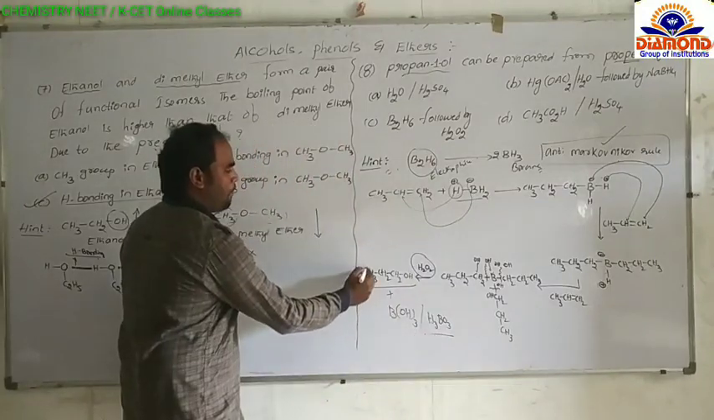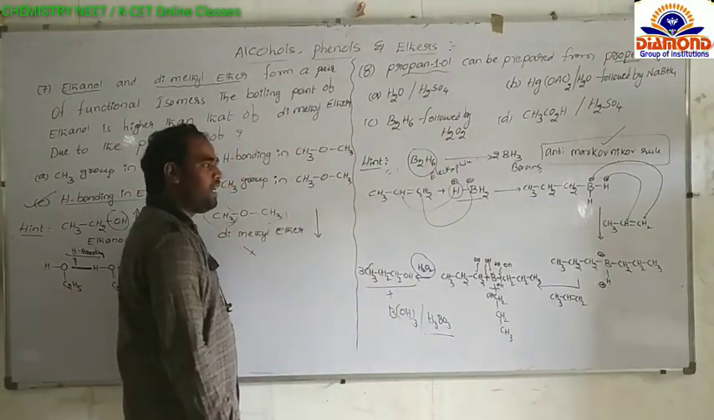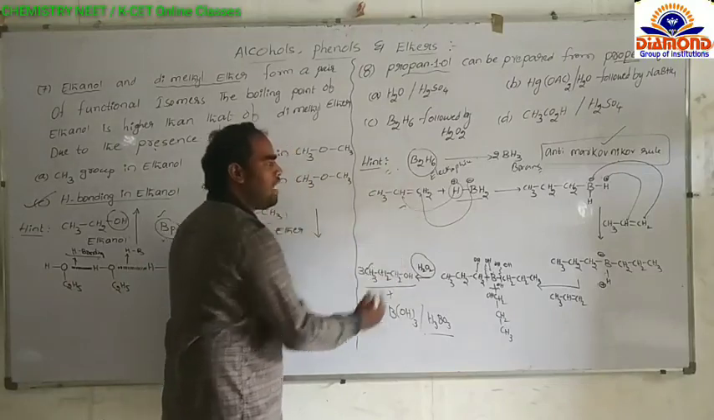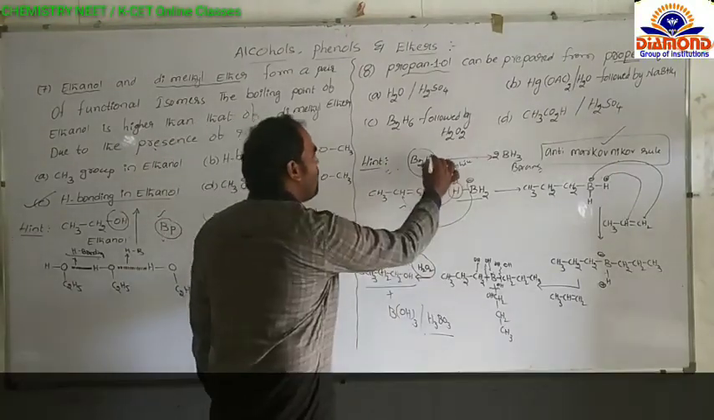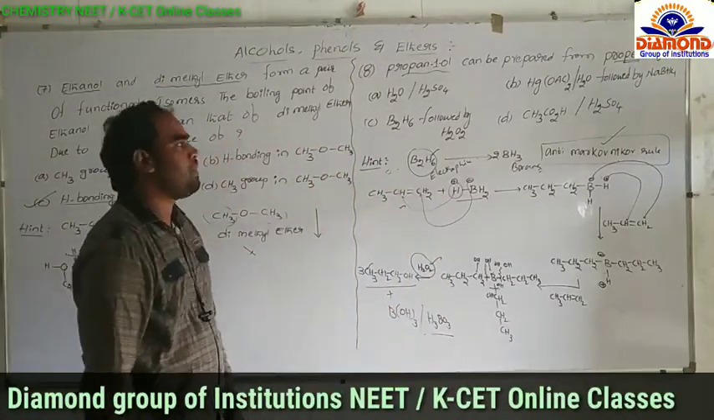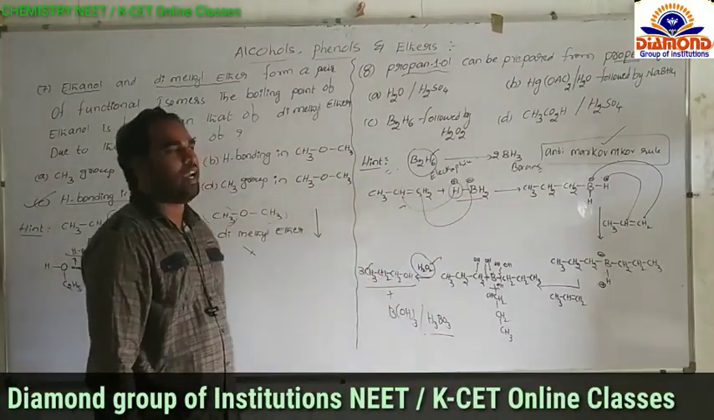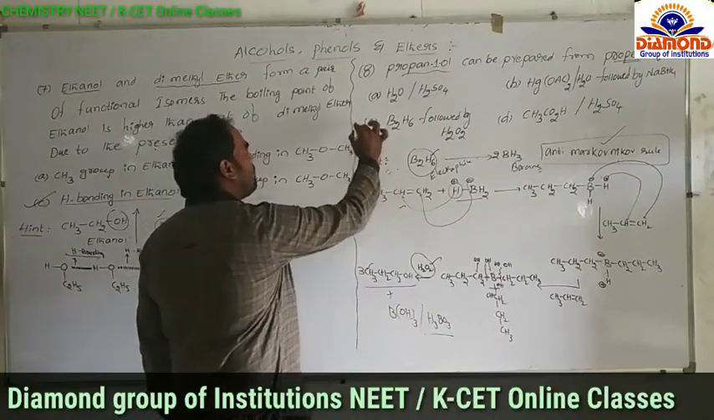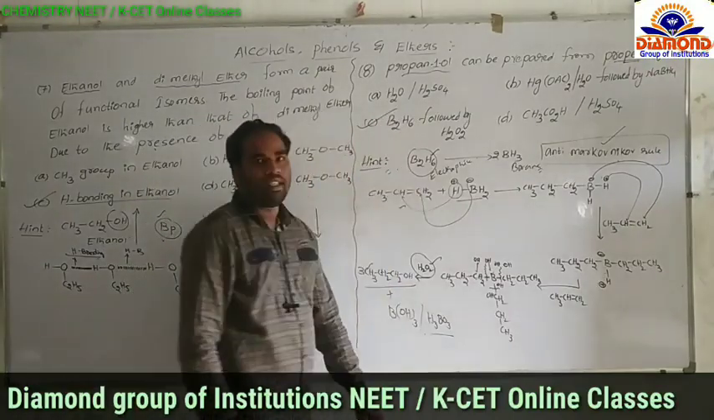So propan-1-ol is prepared from prop-1-ene by the reaction of diborane followed by the hydrogen peroxide reaction. This is also named hydroboration. Therefore, for this question, the correct option is C.